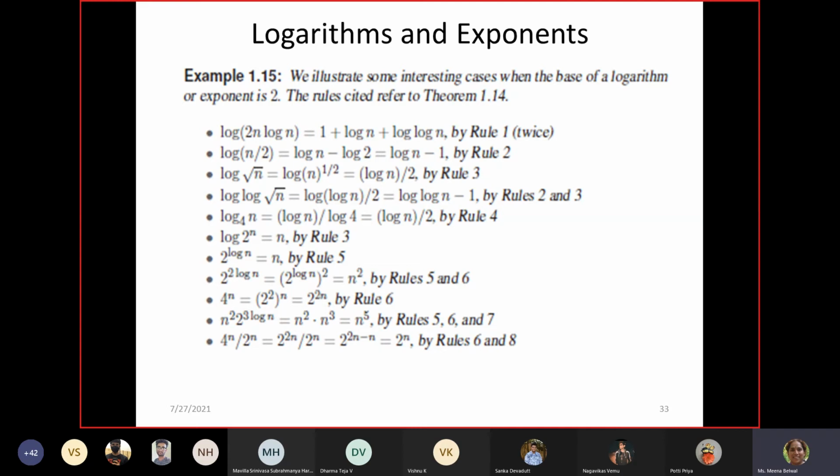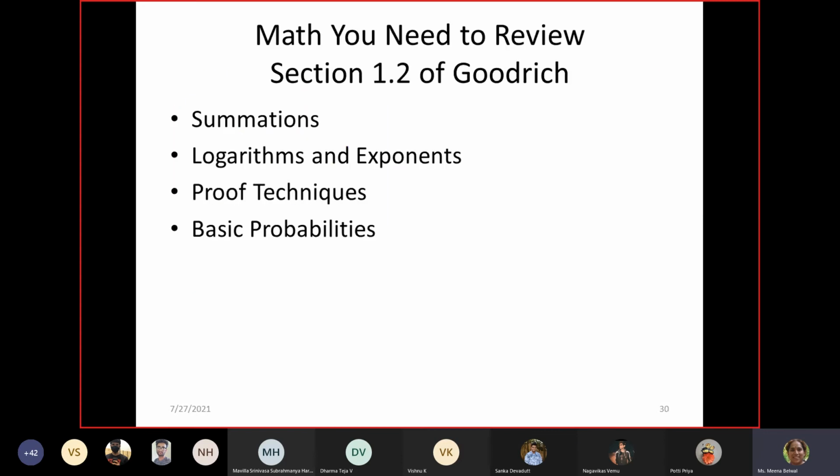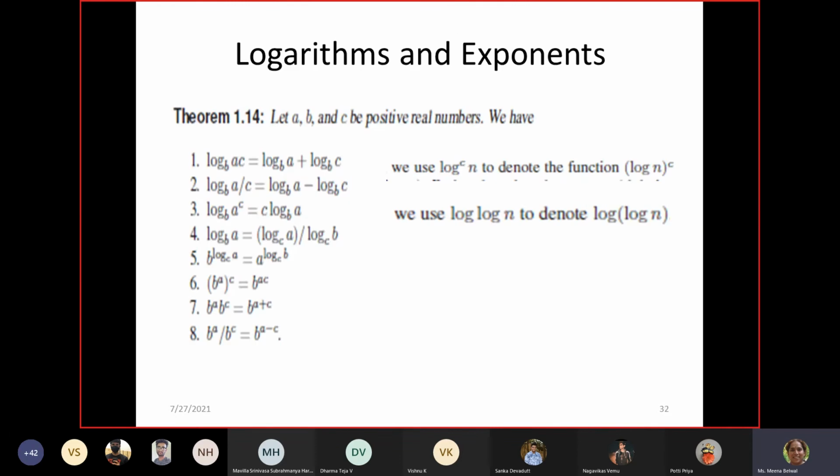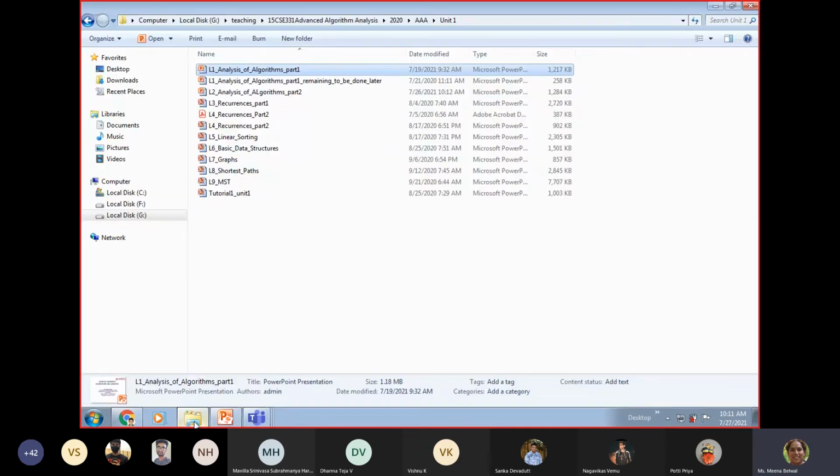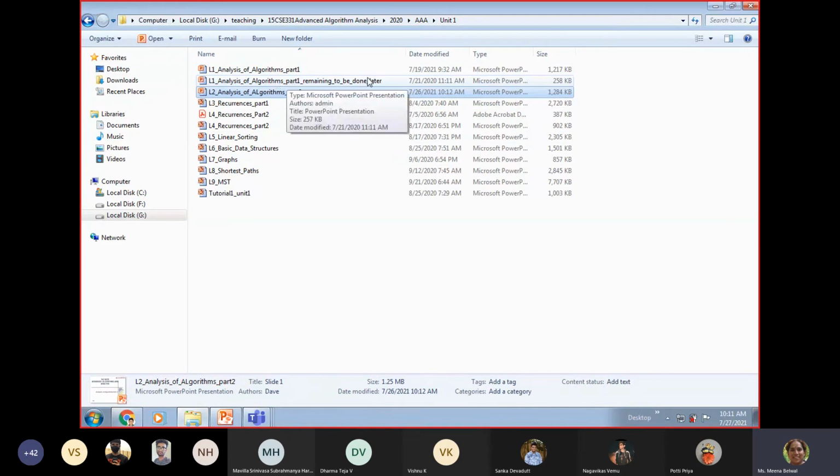Most of the important things I have covered here, but you should go through section 1.2 of your Goodrich book, the textbook. Okay. This is L1, analysis of algorithm part 1. So we will start with part 2. I have written here analysis of algorithm part 1 remaining, to be done later.